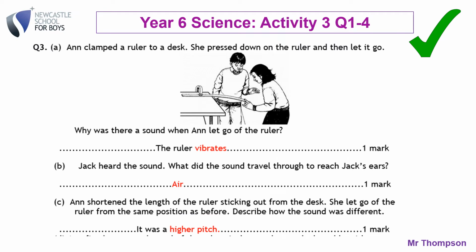And question 3, again, another way you can make a sound, get a ruler or a bit of wood and clamp it or hold it on the side of the bench. I know you've all done this, and you can twang it and it will vibrate. And vibrate is the answer to part A, why it makes a sound. Jack heard the sound. What did it travel through to reach Jack's ears? It must be the air. It's pretty easy. I hope you've got this right.